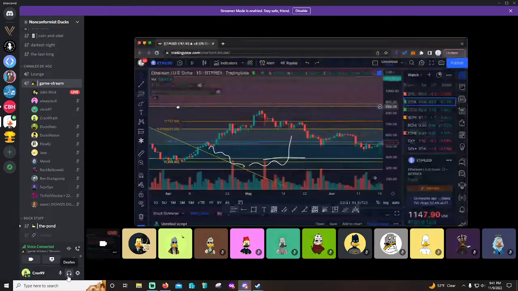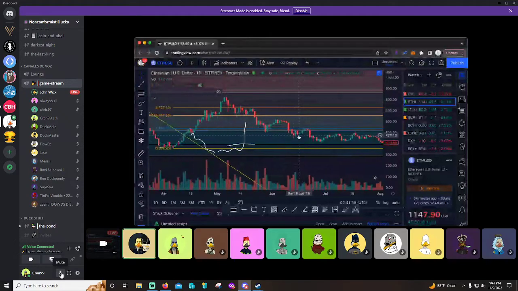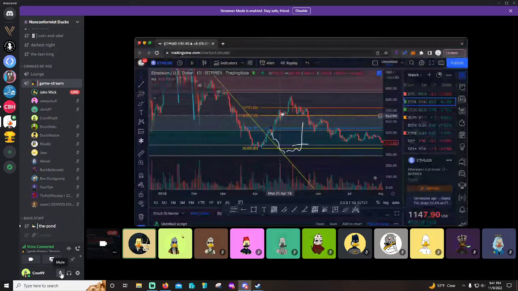And you can see it. Then we went sideways for a long time. You'd had another candle. You consider this a head and shoulders? Yep. You could see the left shoulder, the head, and the right shoulder. And once it breaks the neckline, we're down.